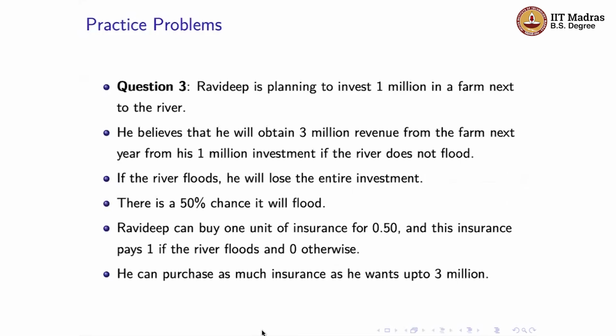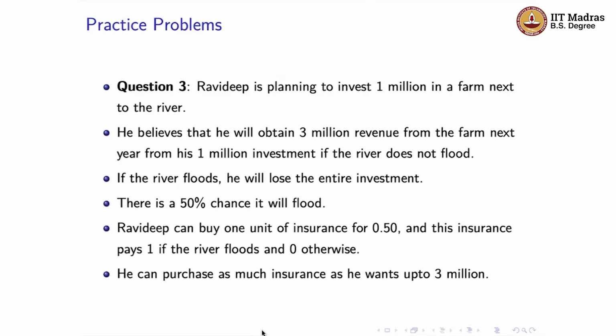So you've got Ravideep, who is planning to invest 1 million units of money in a farm next to the river. He believes that this investment can be converted to 3 million revenue from the farm next year if the river does not flood. However, if the river floods, then all the produce in the farm is going to be damaged, and therefore he will lose the entire investment, right? Because he'll not be able to make any money from this, right?